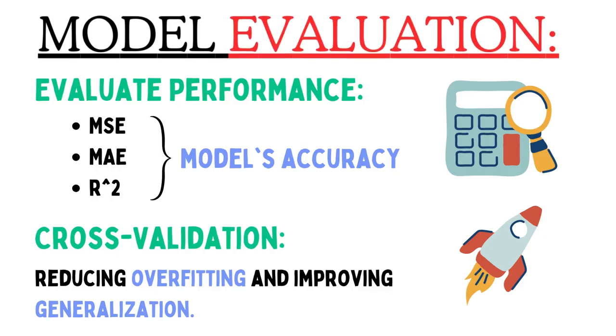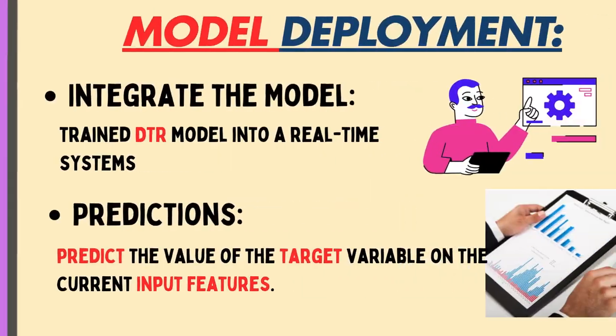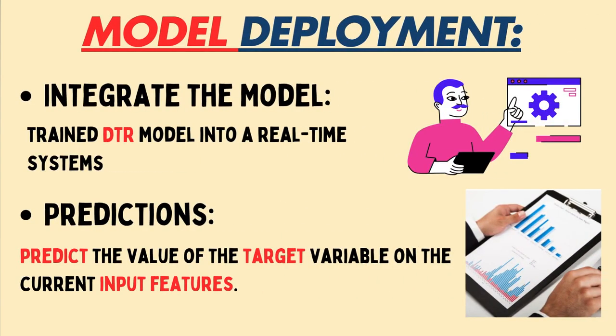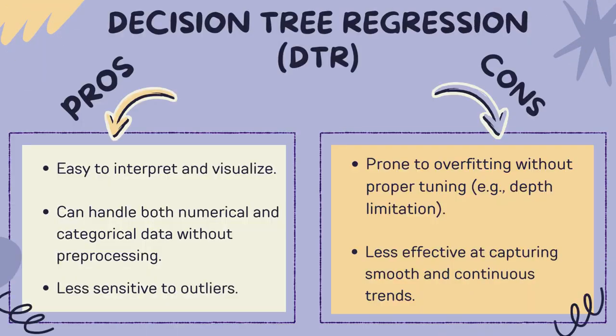Model evaluation. Evaluate performance. Use metrics like mean squared error, MSE, mean absolute error, MAE, and R squared to assess the model's accuracy. Cross-validation. Employ cross-validation to get a more reliable estimate of the model's performance. Model deployment. Integrate the model. Deploy the trained DTR model into a real-time system. Make predictions. Use the model to predict the value of the target variable for the next 5 minutes based on the current input features.